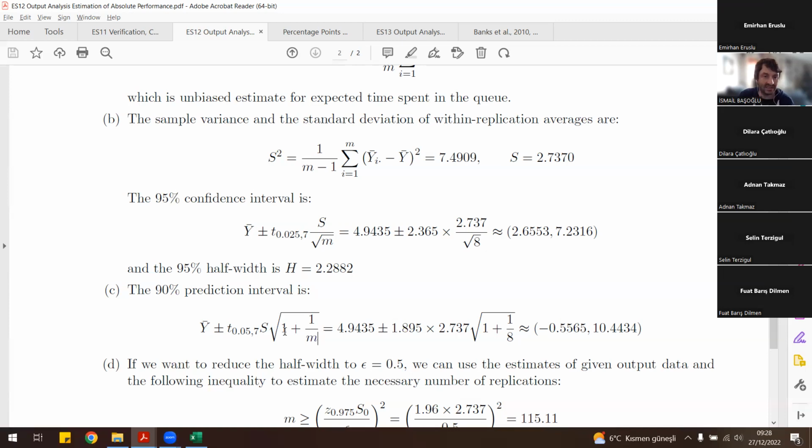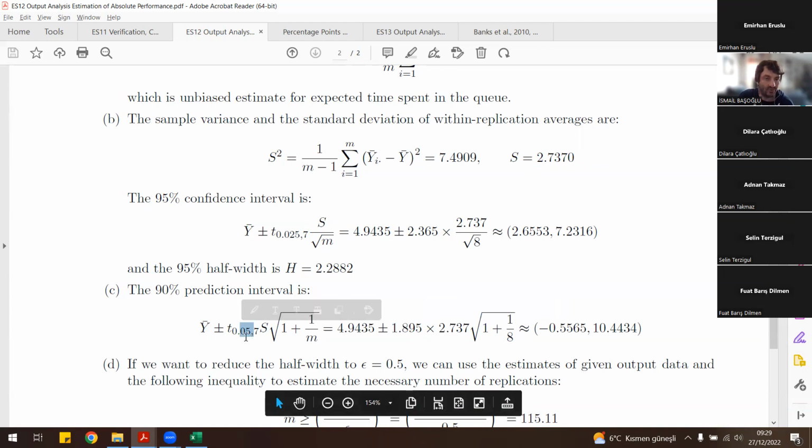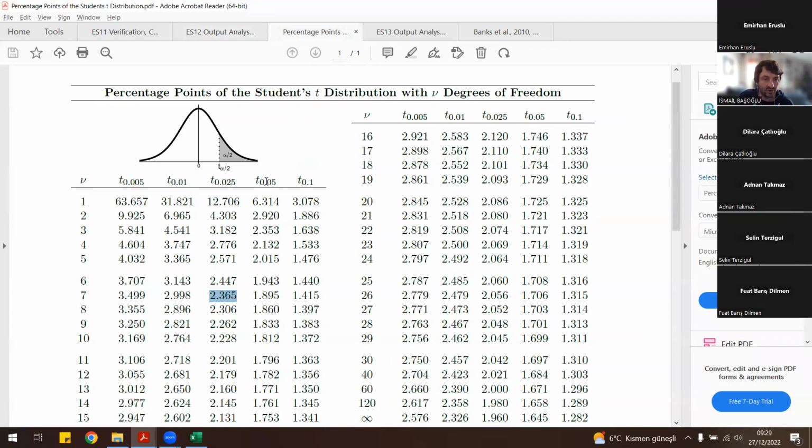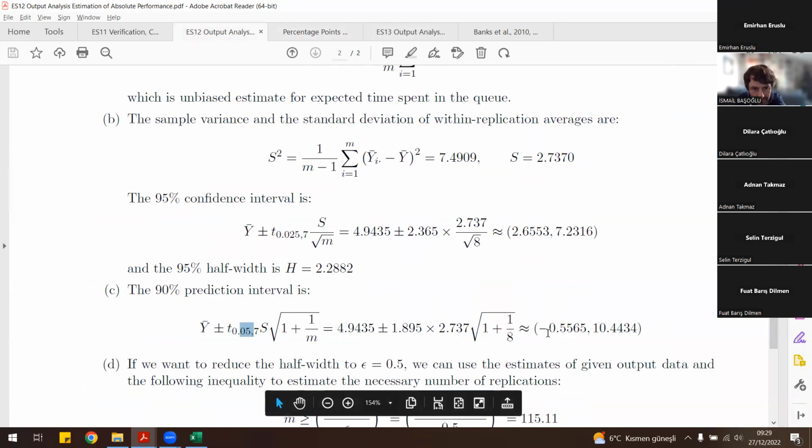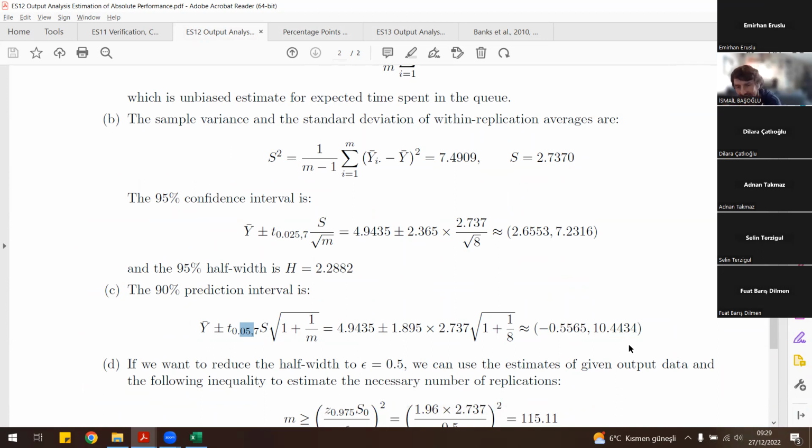Now, when you apply this formulation, again, you use the sample standard deviation as 2.74 approximately, but this time you are multiplying it with the square root of 1 plus 1 over 8, and you use another t quantile, this time obtained for a 0.05 tail probability, with the same degrees of freedom. The t quantile that you need to use is 1.89 approximately. And the prediction interval here is 0.056 to 10.44. Now, that does not make any sense, right?